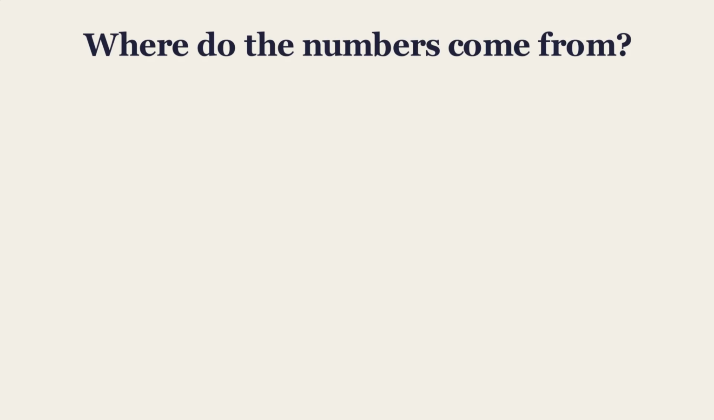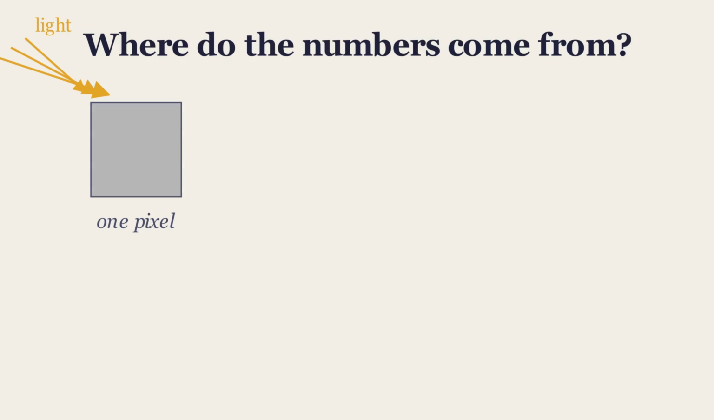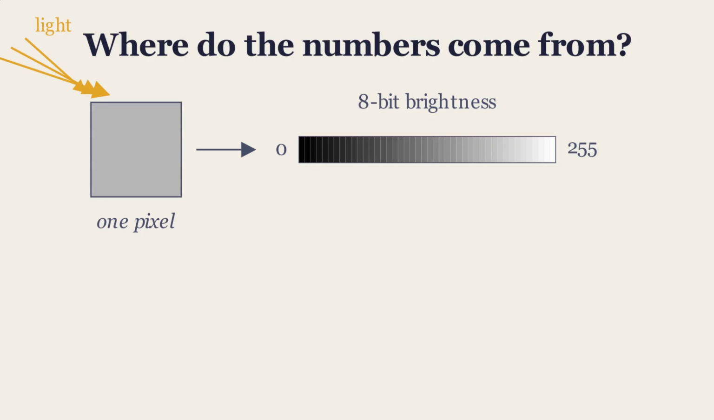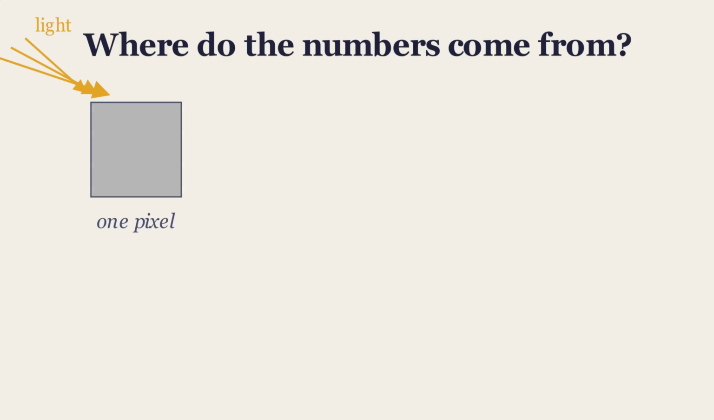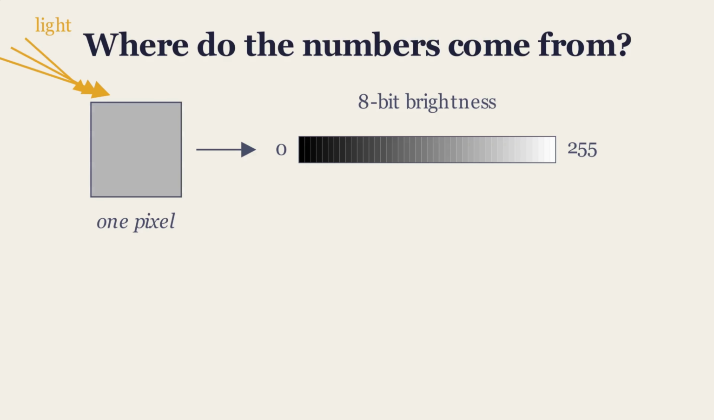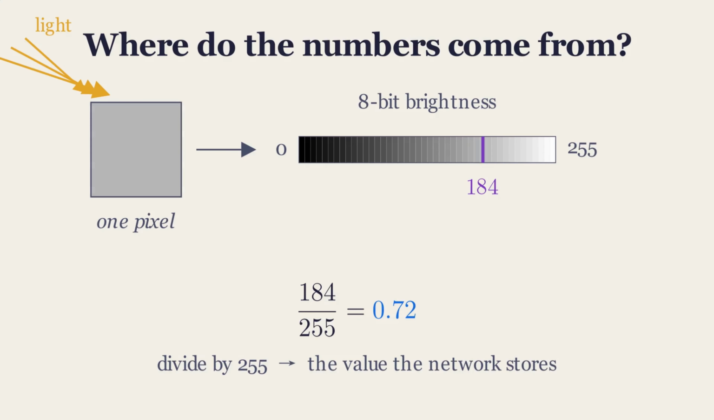So, where do the numbers come from? A camera sensor is a grid of tiny light collectors, and each one measures how much light hits it and turns that into a number. With 8 bits, that number runs from 0, meaning no light, up to 255, meaning full brightness. So this pixel reads 184. But networks prefer small inputs, so we divide by 255 to squeeze it into the range 0 to 1. 184 divided by 255 is about 0.72.